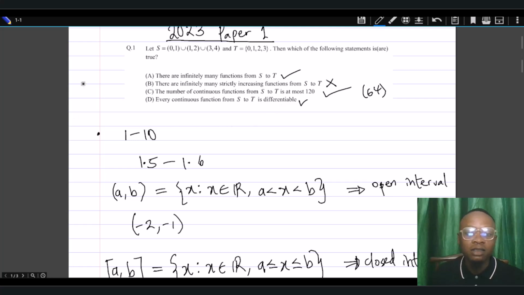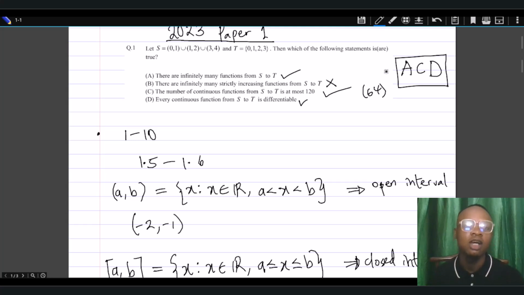So what are the correct options here? Correct options here are therefore option A, option C, and option D. As the instruction implies, you will have to pick all of these three options. So that is that about that for this question.